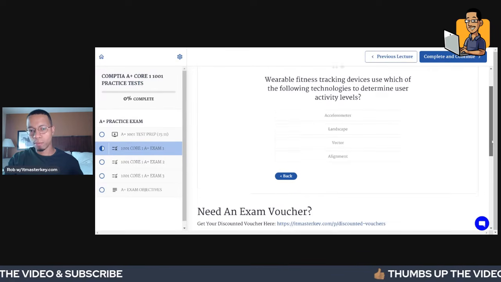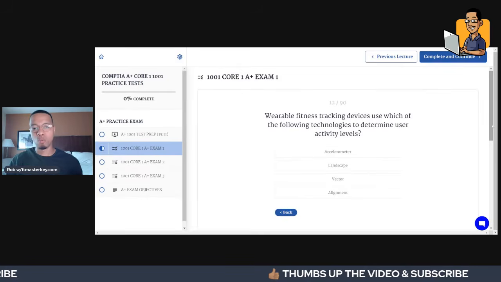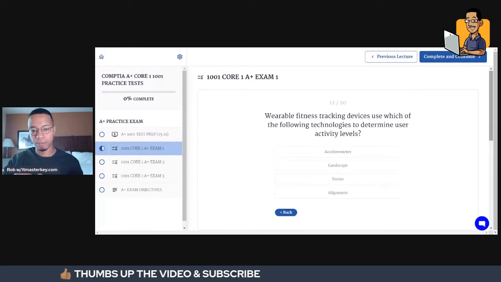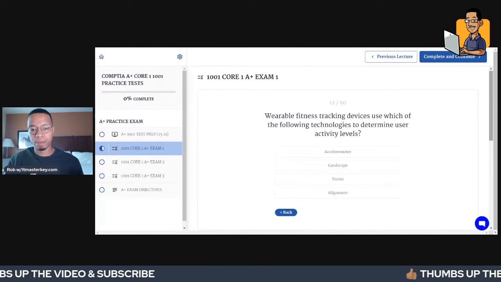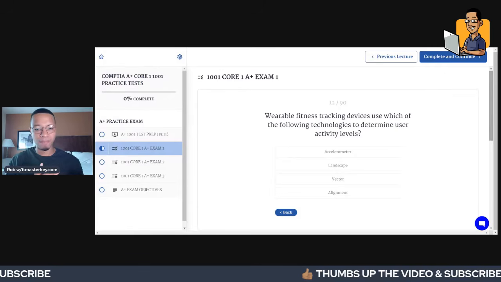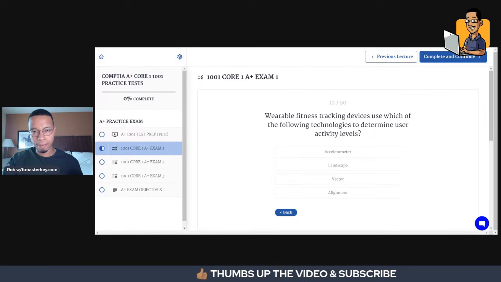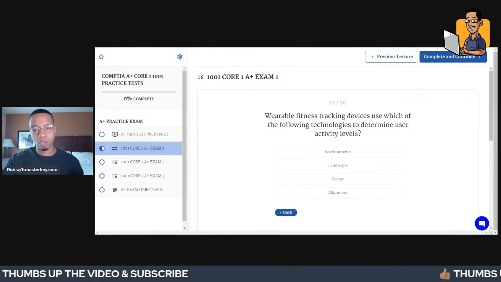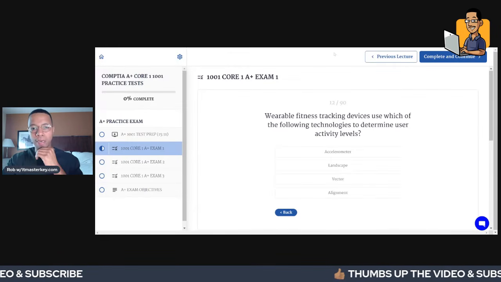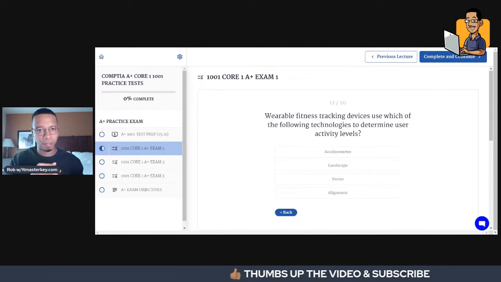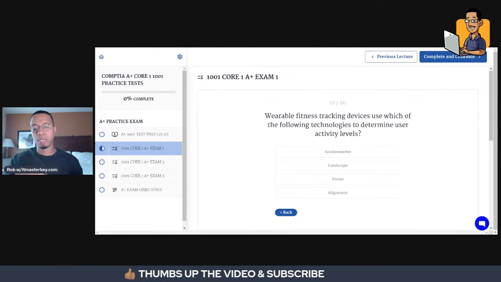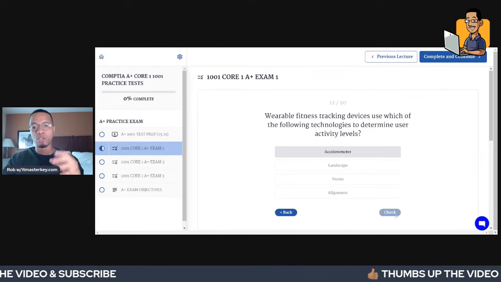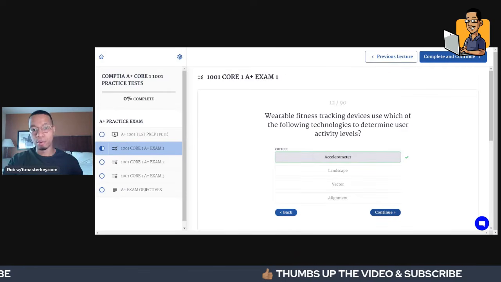Okay, so wearable fitness tracking devices use which of the following technologies to determine user activity levels? Is it an accelerometer? Is it landscape? Is it vector? Or is it alignment? So believe it or not, Fitbits, Apple Watches, those types of things use something called an accelerometer to gauge your activity level and your movement.